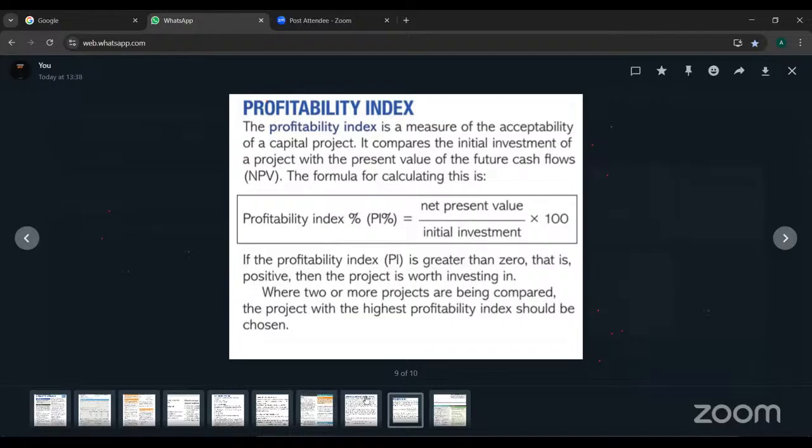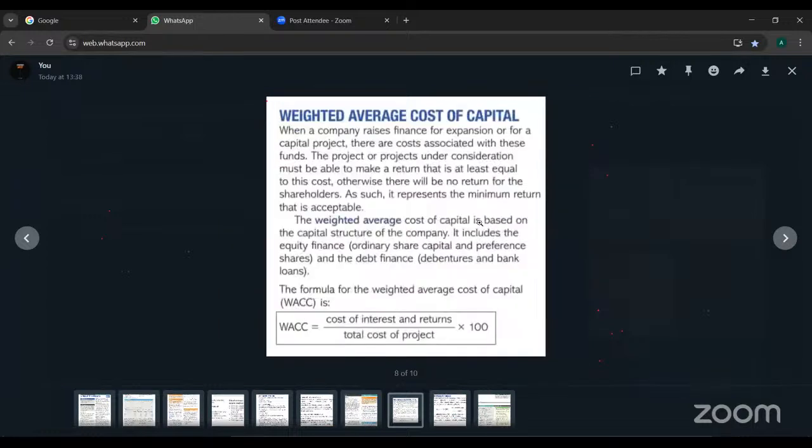And another thing that I want to tell under WACC is that if the WACC is low, then it is good for the company. Low WACC, good for the company. Low WACC is better. And if the WACC is low, then the risk is also low. So you have to remember that.